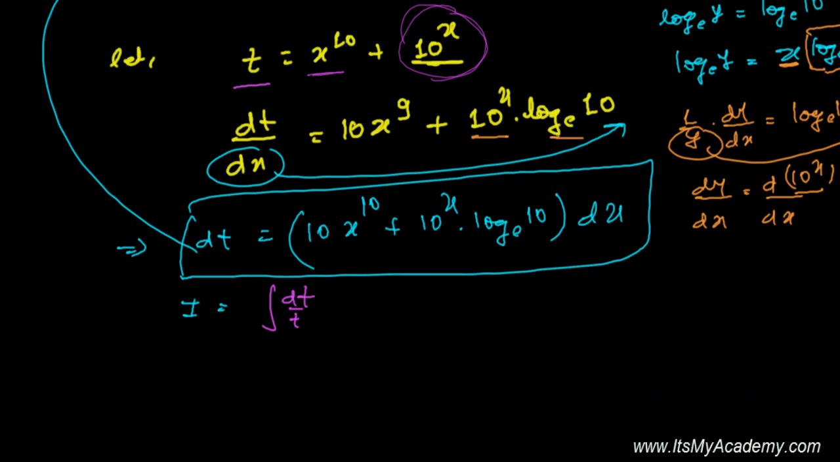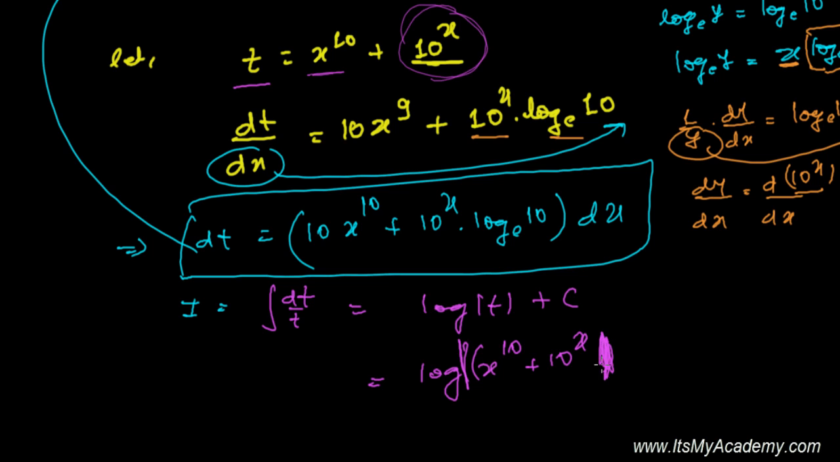The integration of dt by t is simply log of the absolute value of t plus a constant, and the value of t is x to the power 10 plus 10 to the power x. We need to take the absolute value. This is our solution.